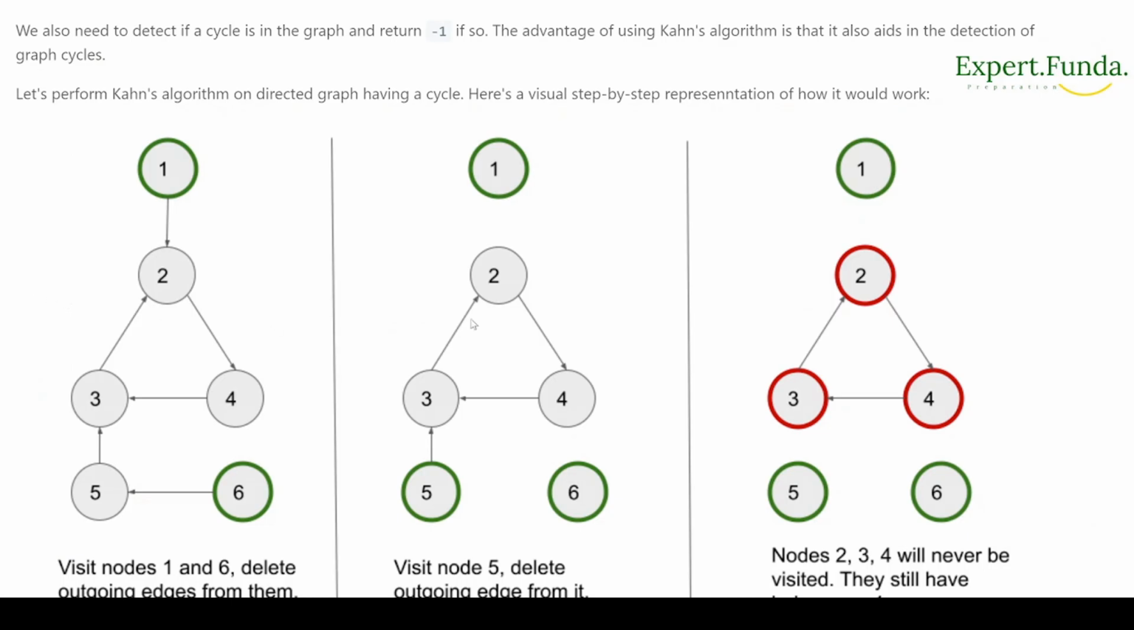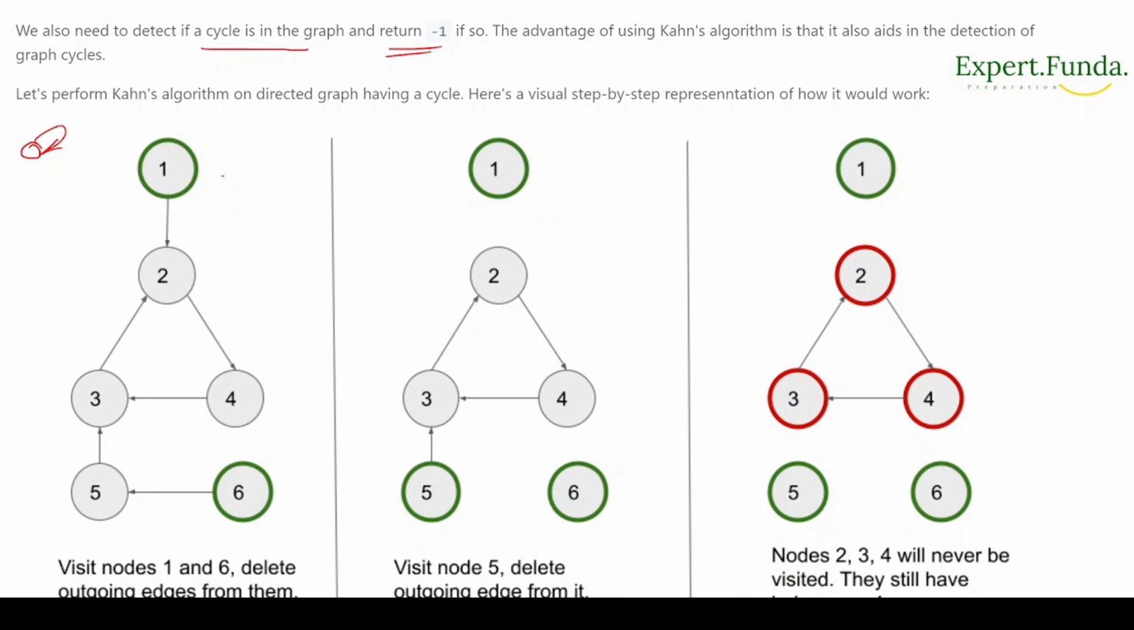Okay, so now we will understand that we also need to detect if there is a cycle in a graph, right? If there is a cycle in a graph, we will return -1, which we have already seen. If there is a self node and we are going to this node only, that means there is a cycle, so I will return -1. So the advantage of using Kahn's algorithm is that it also aids in the detection of graph cycles. If a graph cycle is there, we will return -1. This is the benefit of using Kahn's algorithm.